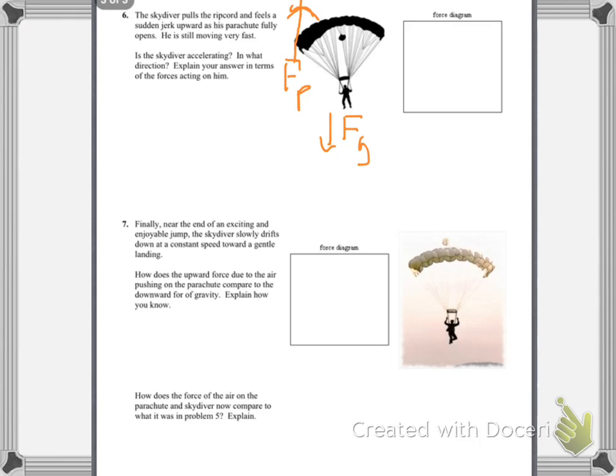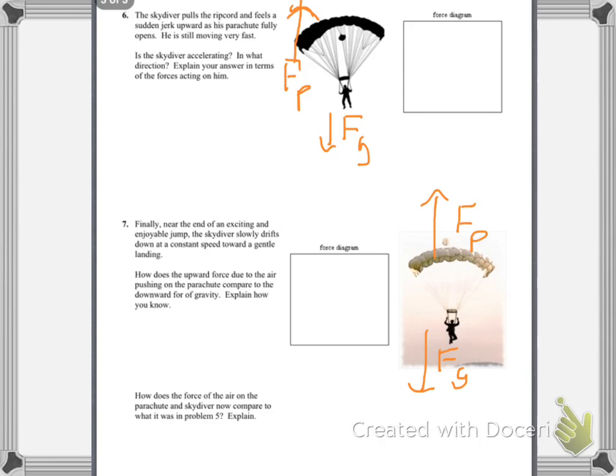Then number 7, near the end of the jump, he slowly drifts to a constant speed. If he's at a constant speed, that means the force of the wind in the parachute has to be the same as the force due to gravity, because now they're balanced, and he's traveling at a constant speed. So how does the upward force due to the air pushing on the parachute compare to the downward force of gravity? It is equal, and we know that because he's at a constant speed. How does the force of the air on the parachute and skydiver compare to problem 5? It's the same. So that is your practice for moving forces.